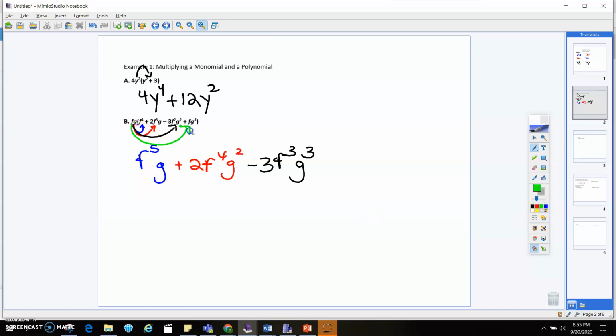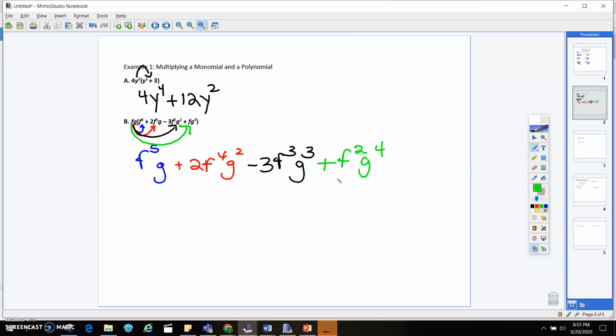fg times fg to the 3rd. 1 times 1 gives us 1, but f times f gives us f squared. g to the 1st times g to the 3rd gives us g to the 4th power. Now you're probably sitting there going, okay, well, can I combine like terms?